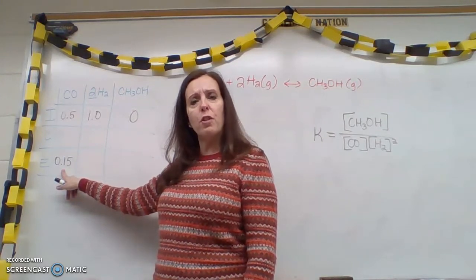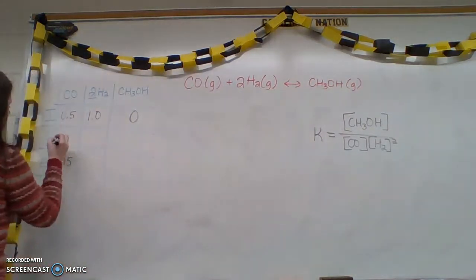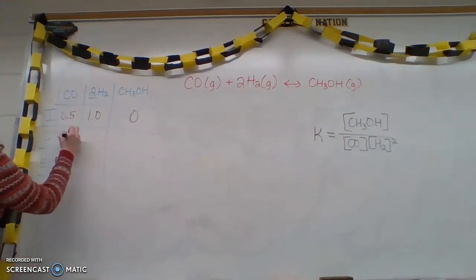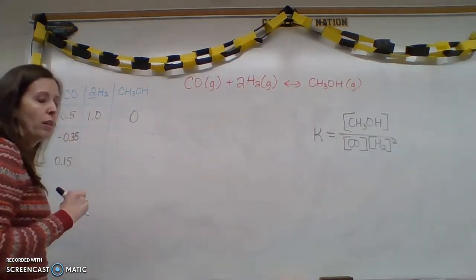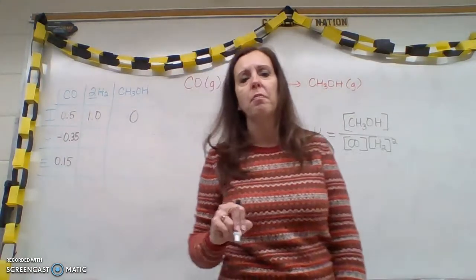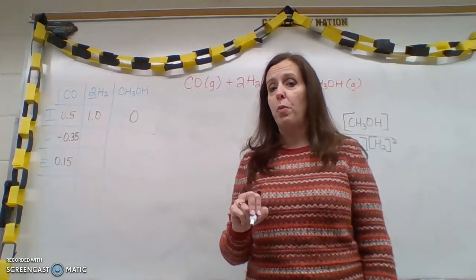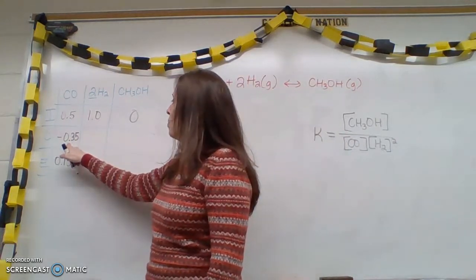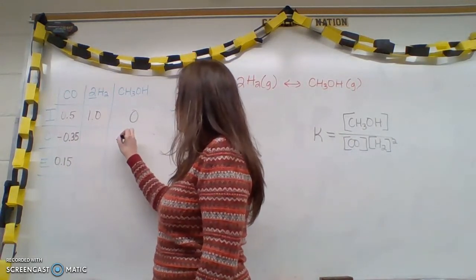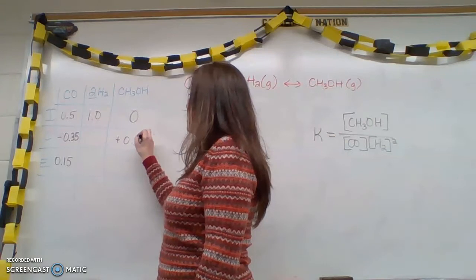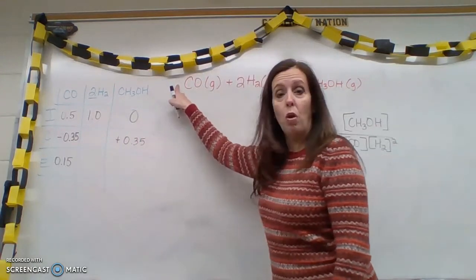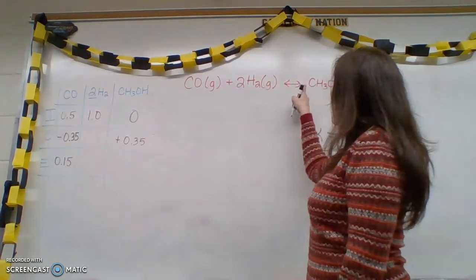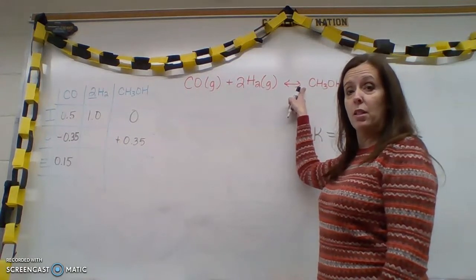So what's the difference between these two? Well, you lost 0.35, okay? And here's the deal. I love math. I love proportionality. If this loses 0.35, this has to gain it. Why? Because this has a 1 in front of it in the balanced equation, and that has a 1 in front of it in the balanced equation.